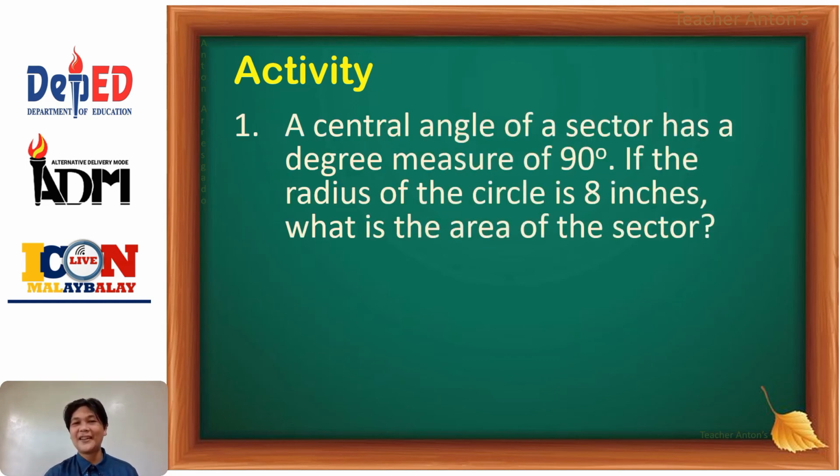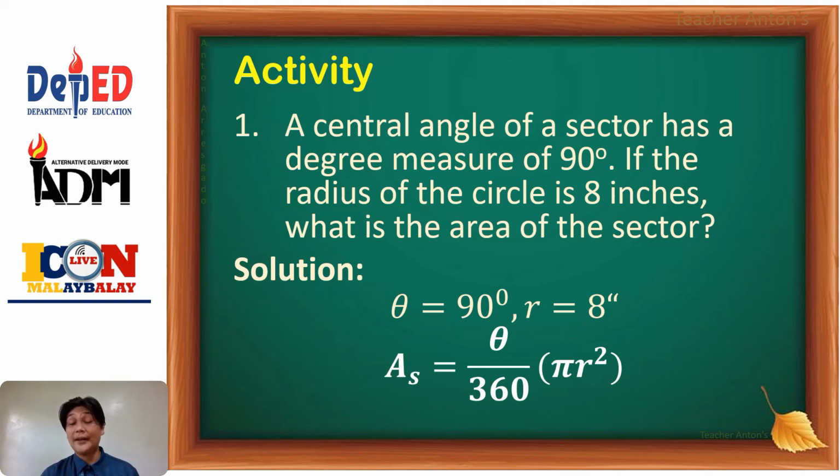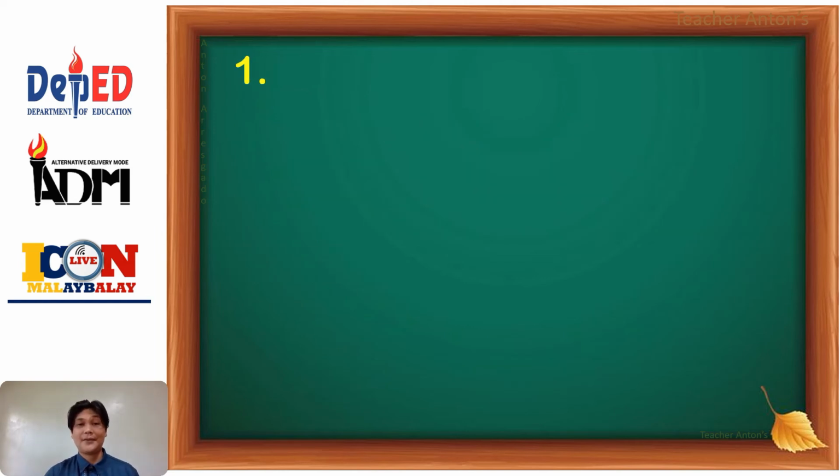So this is the problem. Then the given are, okay, the theta, which is 90 degrees, and the radius is 8 inches. Of course, don't forget the pi, which is 3.14. Then the formula for the area of a sector of a circle is the central angle divided by 360 degrees times the quantity of pi times r squared.